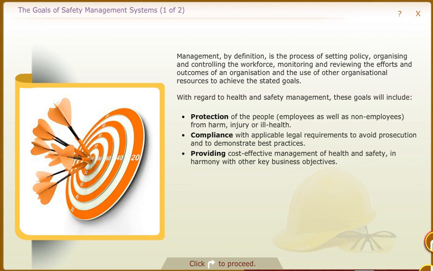With regard to health and safety management, these goals will include protection of the people or employees as well as non-employees from harm, injury, or ill health. Compliance with applicable legal requirements to avoid prosecution and to demonstrate best practices. Providing cost-effective management of health and safety in harmony with other key business objectives.